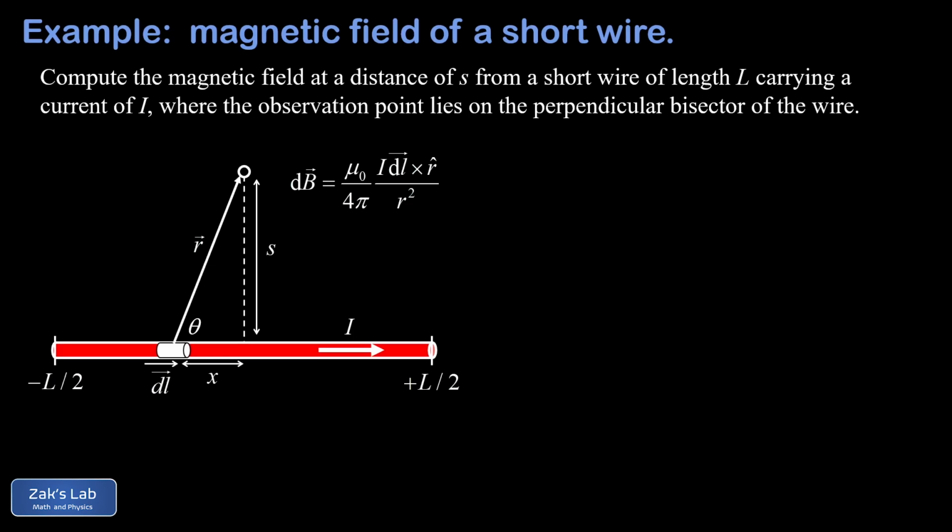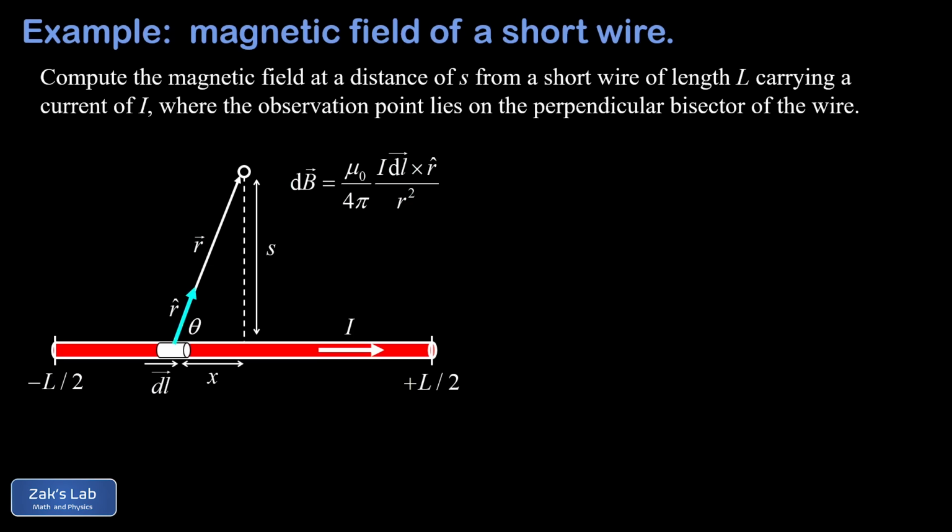And notice that this thing makes an angle of theta with respect to the horizontal. Now the r hat in the Biot-Savart formula is a unit vector pointing in the same direction as this position vector. So that carries the direction of r, but it has a magnitude of 1.